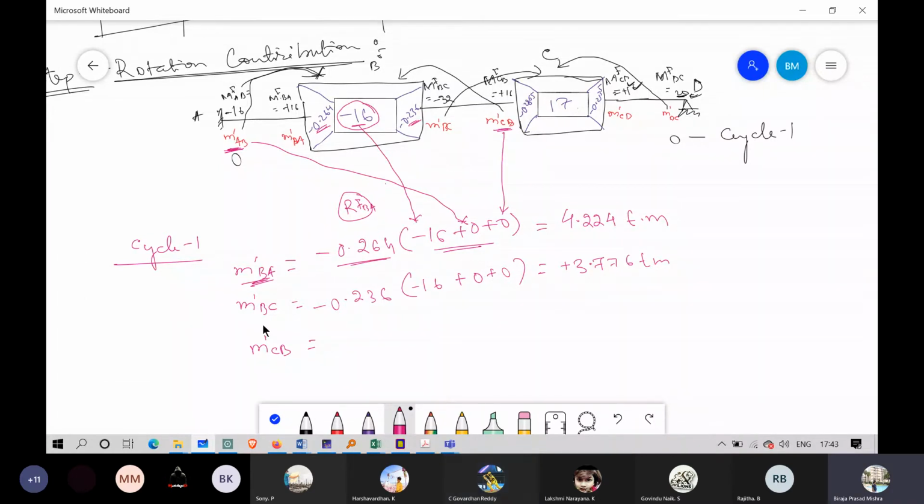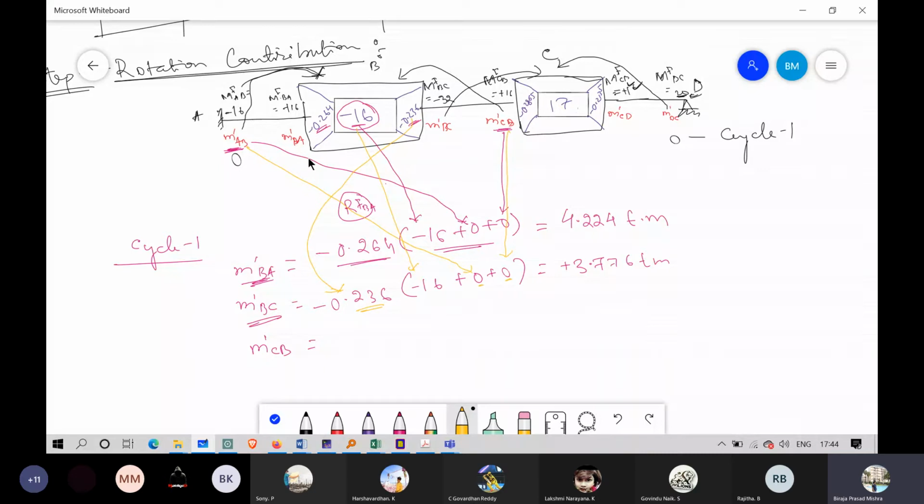Okay, so similarly for BC, we will only multiply, I'm changing the color, instead of 0.26 for this one, we will multiply 0.236. This is the shortcut to remember. Then this one is here, minus 16, and the same value will be here. In subsequent cycles, the values of M bar CB and M bar AB will change.